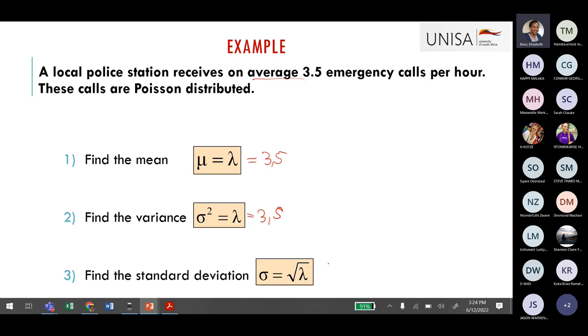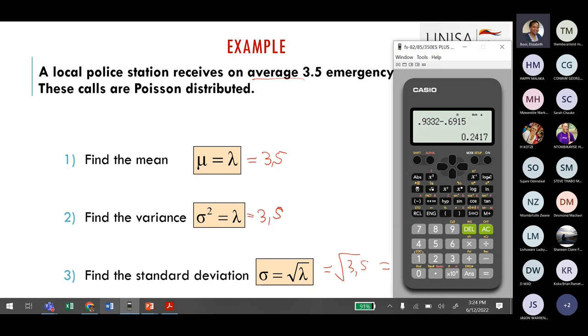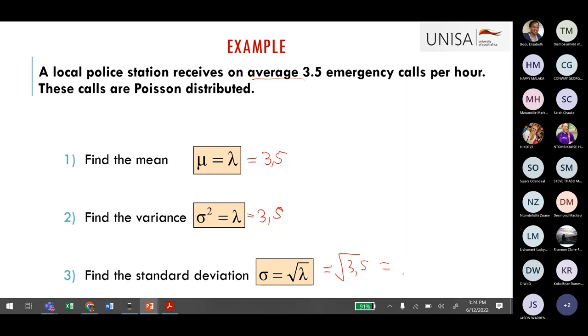The standard deviation is the square root of 3.5, which gives us the answer of 1.87. That's as easy as it is to work with the Poisson. So if they ask you to calculate or find the mean and the variance, they are all the same. They are equal. They are 3.5. And the standard deviation will be the square root of the variance, which is the square root of 3.5.